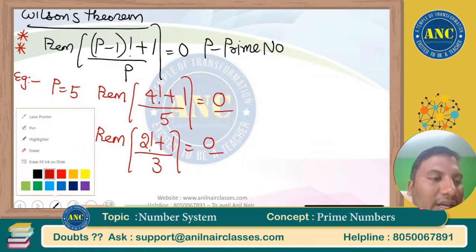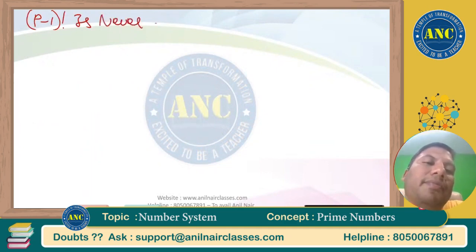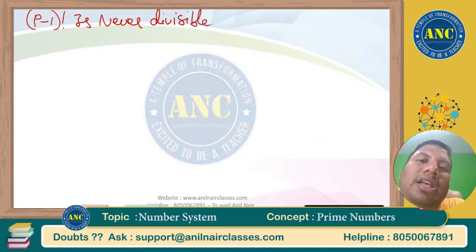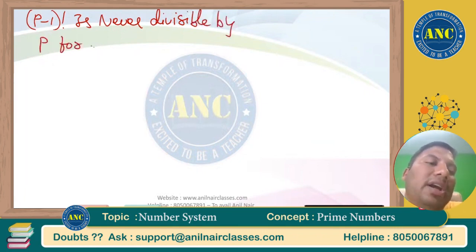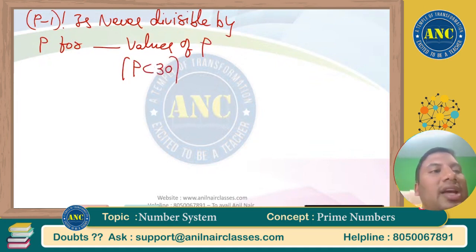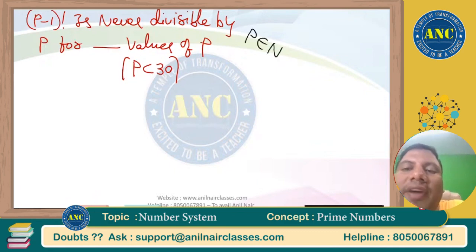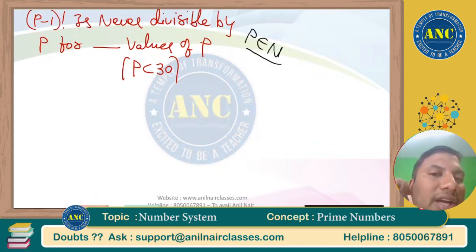Another important case: (P minus 1) factorial is never divisible by P for dash number of values of P, where P is less than 30. P is a natural number here. Factorial starts from 0 factorial, but here P is given as a natural number. Factorial only exists for whole numbers. Here the plus 1 is not there. (P minus 1) factorial is never divisible by P.